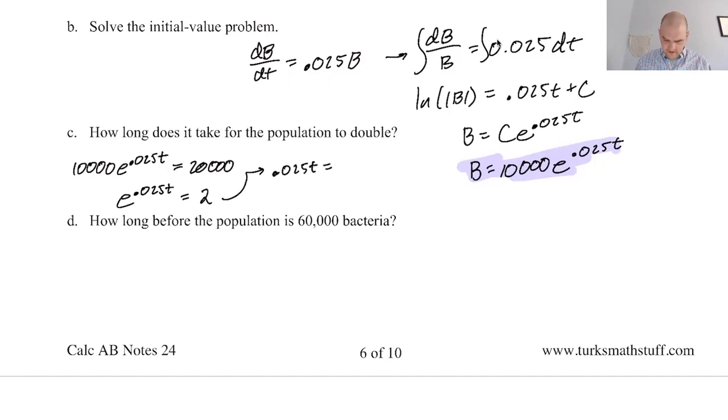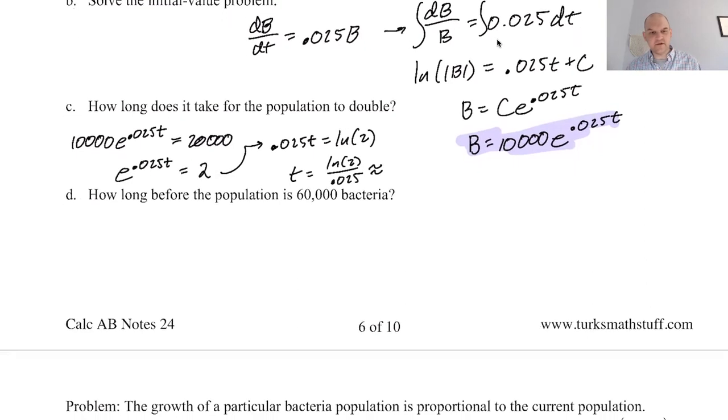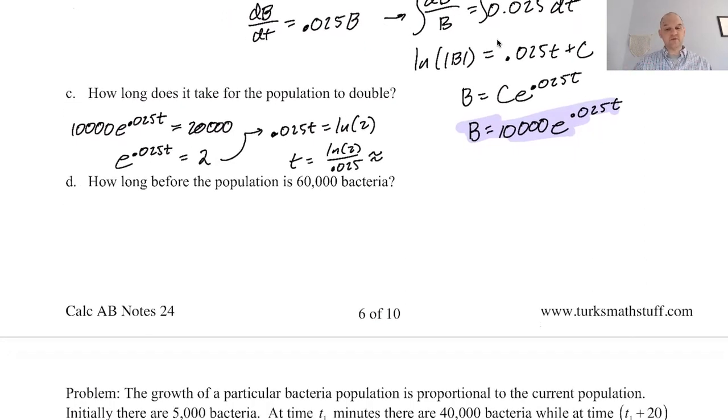So 0.025t is equal to the natural log of 2. Take the natural log of both sides to get that exponent down. And then t is going to be exactly the natural log of 2 divided by 0.025. I'll use a calculator in a second. I'm just afraid I won't be able to get back to the notes if I do it. I'll be able to, but you won't be able to see them. And what good is that?